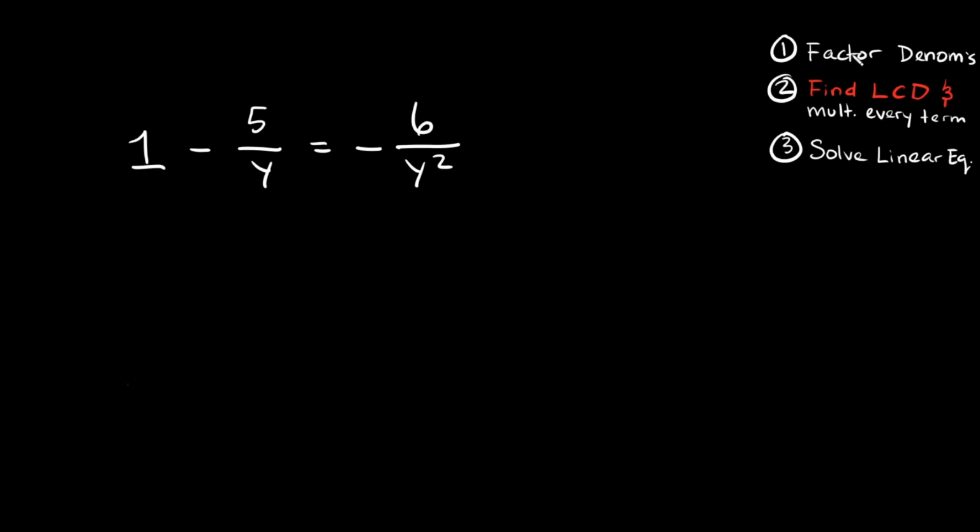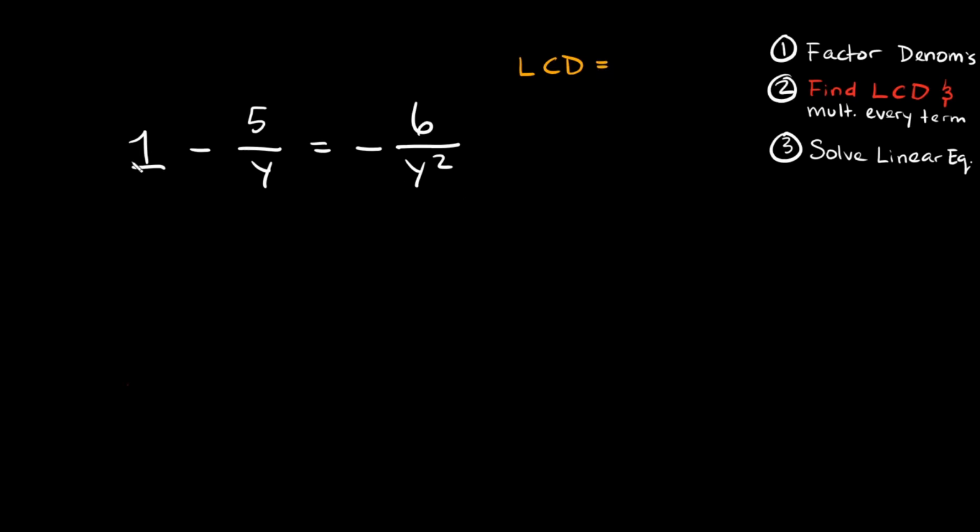Okay, so again, you want to start with step number 1, which is just factoring the denominators. Now here in the denominators, there's nothing to factor, so we can just move on to step number 2, which is finding the LCD. So let's do that. What is the least common denominator between all these?